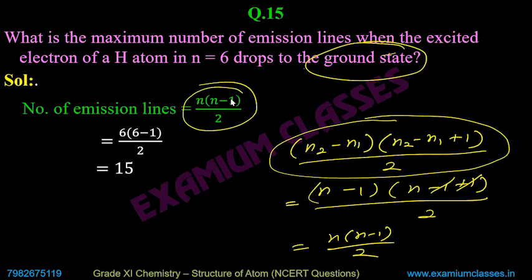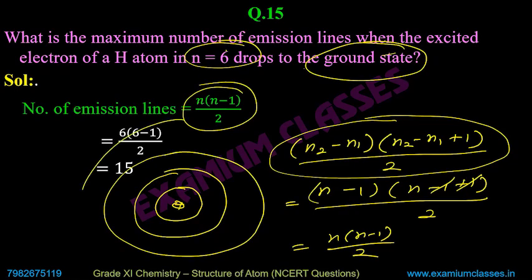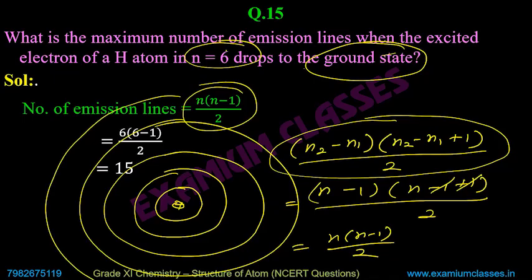Sir, what is N2 and N1? Here, did you get this question? The question is n equals 6 to ground state, is that clear? Now you have n equals 1, 2, 3, 4, 5.